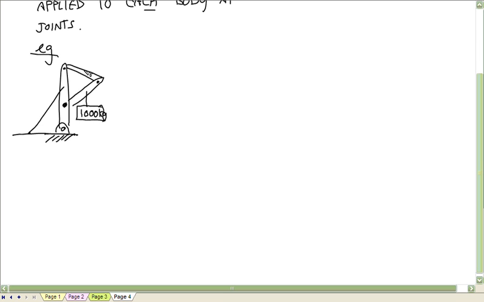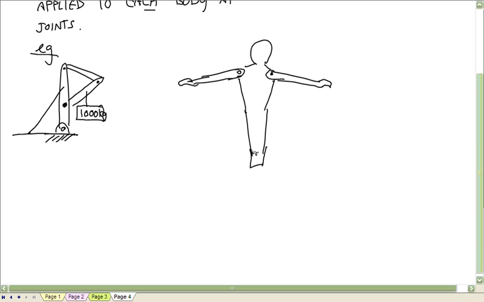And this might be sort of a dumb example, but this approach is used in biomechanics all the time. So the first thing that came to me was maybe you want to calculate what the forces are in the trapezius muscles in a gymnast doing an iron cross. Okay, so you'd model it something like this.